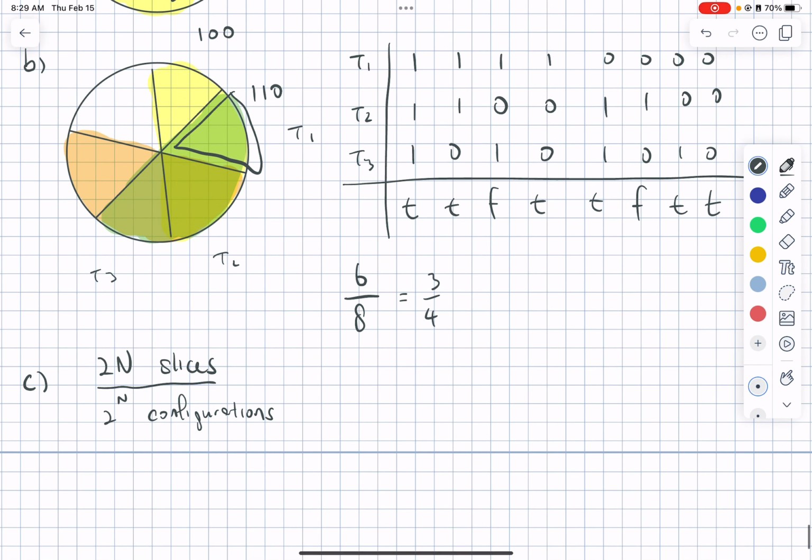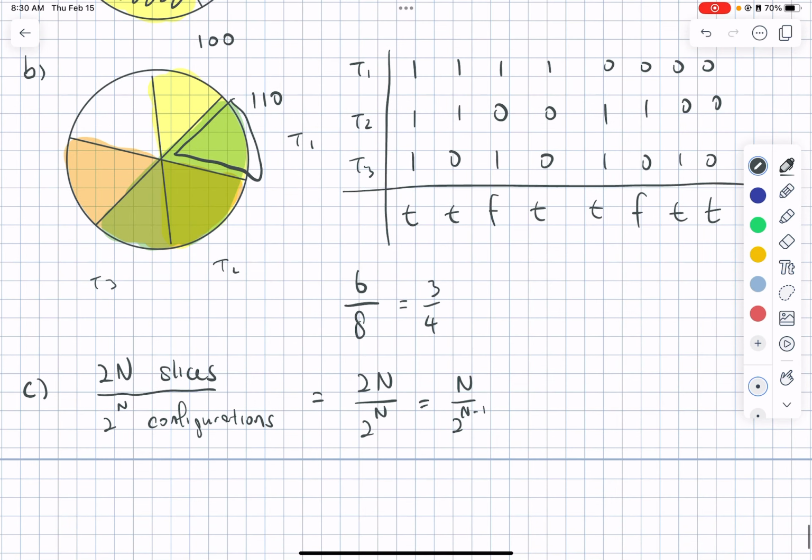So going back to question 3, part C here, there's 2n different slices. Each slice has exactly 1 configuration where it's covered by all n toppings. And there are in total 2 to the n different configurations because each slice can be either 0 or 1, for example, on the left side or on the right side of the line. So simplifying this by 2, we are going to get n over 2 to the n minus 1. And that is the answer for part C.